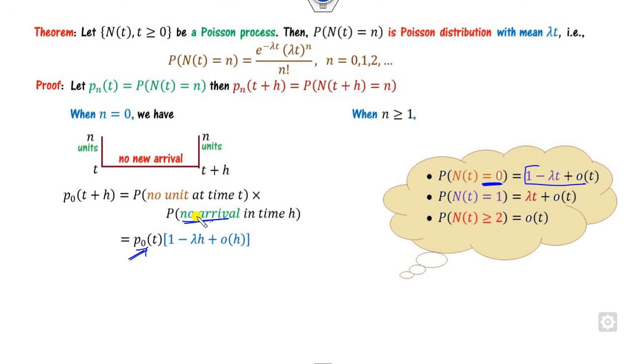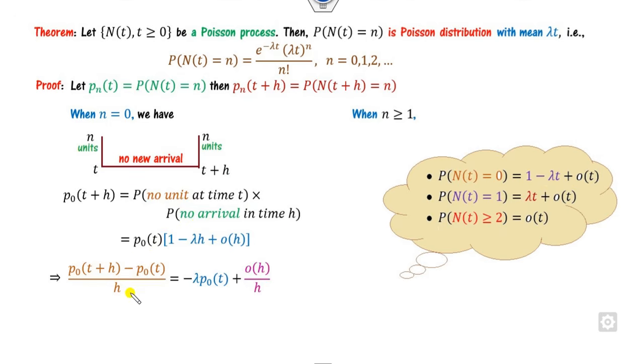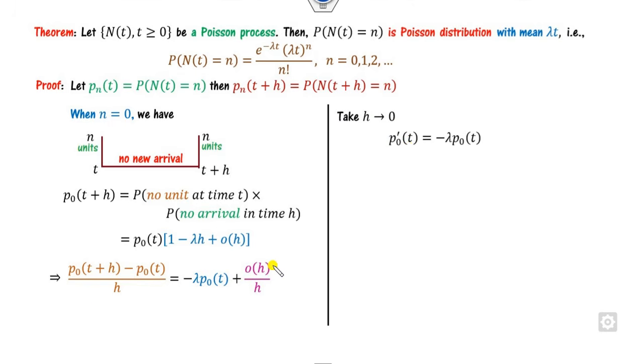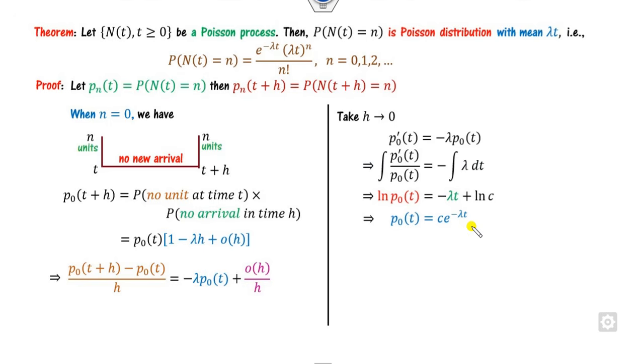Now you can open this bracket and rearrange it. We can write it like here. Take the limit h approaches 0. This part will go to 0 by the little-o notation, which can be written like here. Now you can simply integrate that. P0 dash over P0 is minus of this. You can integrate them and you will get this expression.